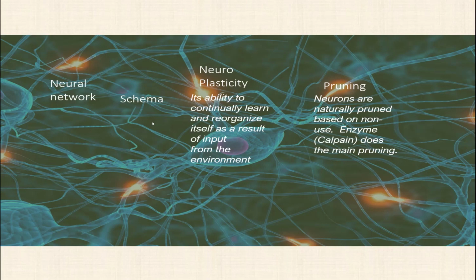But don't worry, your brain doesn't get completely pruned out. But when you get older, that's when more of the pruning occurs. So here we're talking about the brain being able to change and reorganize as a result of input.